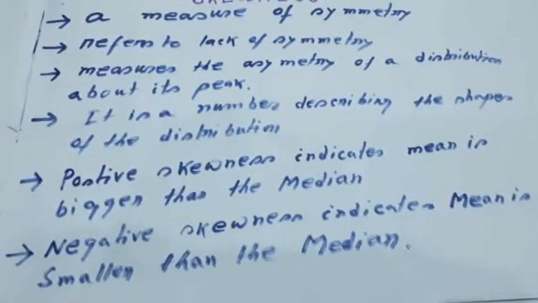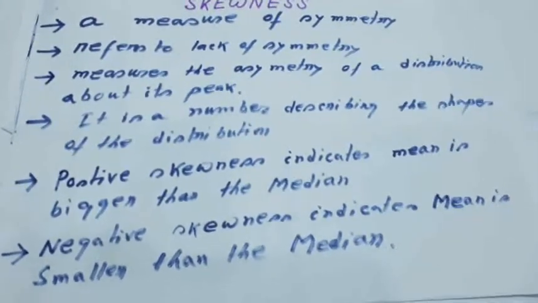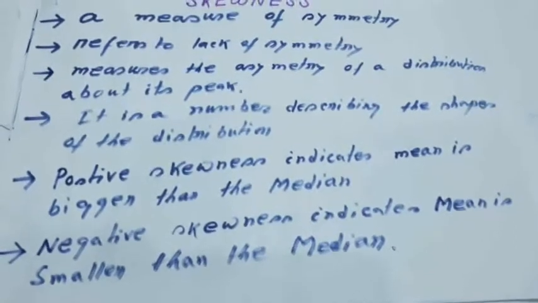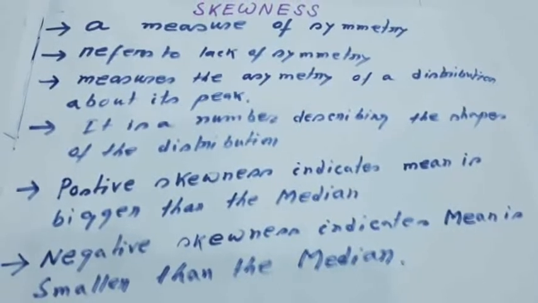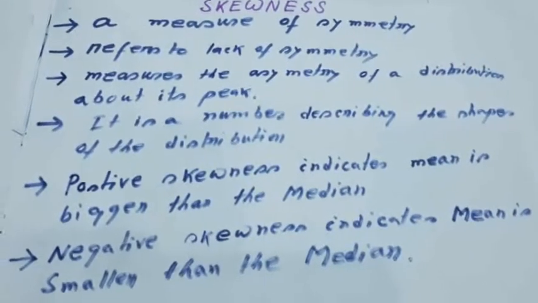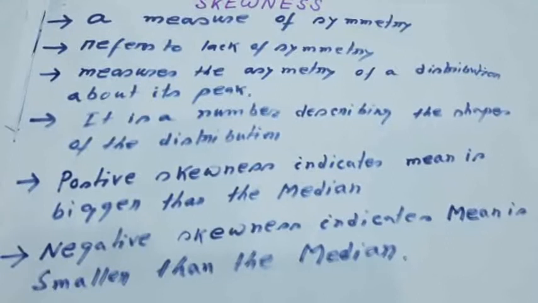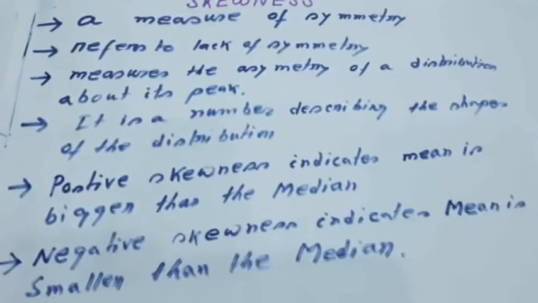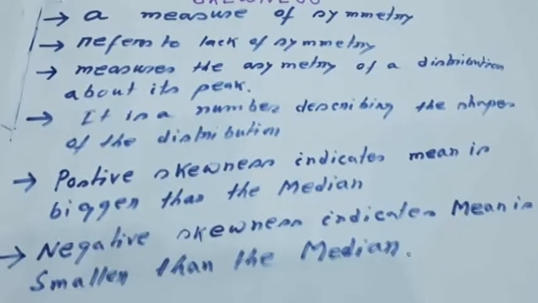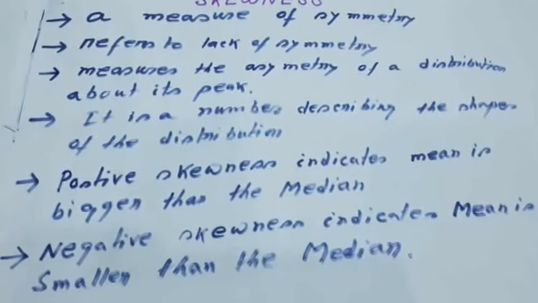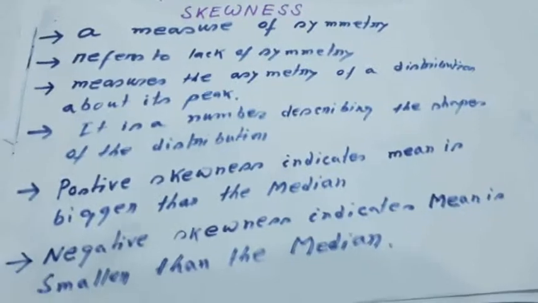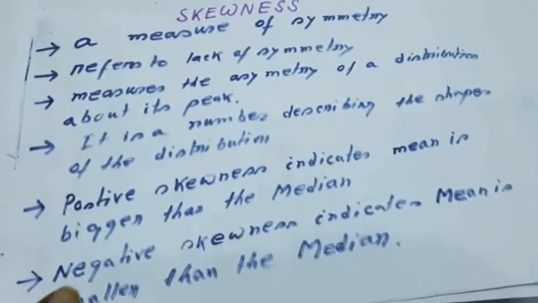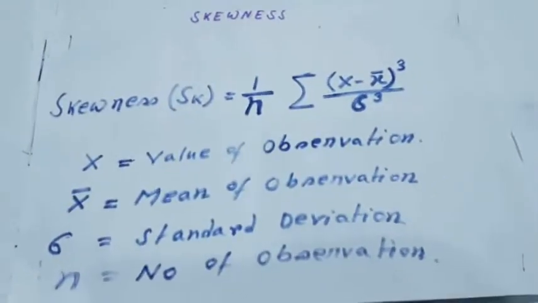If we get the positive skewness, it means the value of the mean is bigger than the median. But if the value of the skewness is negative, then we can say that mean of the observation is smaller than the median. We will define this skewness by this formula.